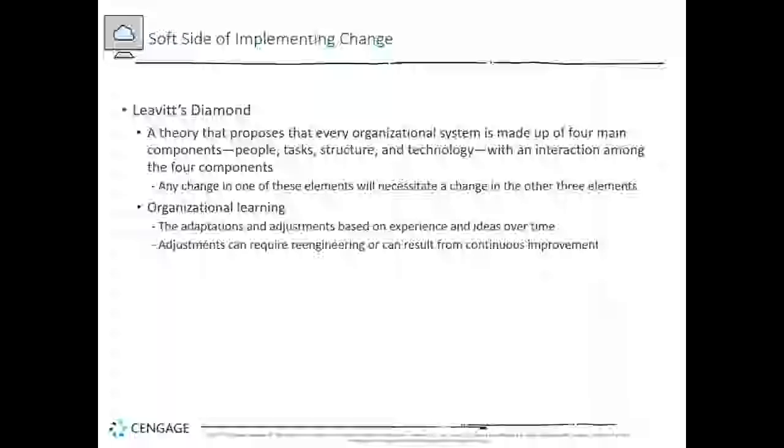Leavitt's diamond is a theory that proposes that every organization system is made up of four main components: people, task, structure, and technology, with interaction among the four components. Any change in one of these elements will necessitate a change in the other three. Organizational learning is the adaptation and adjustments based on experience and ideas over time. Adjustments require reengineering or result in continuous improvement.